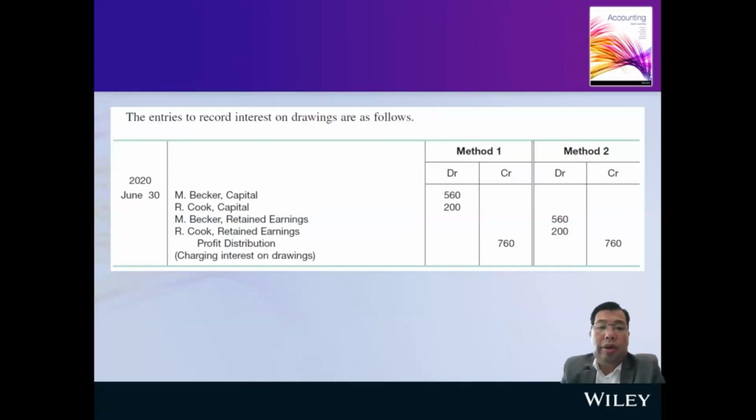Okay, so how are we going to record this? I'm going to debit capital, Backer, 560, credit capital for Cook, 200, and that will go to profit distributions. If you use method number two, certainly you're not going to touch the capital account. You're going to charge it to your retained earnings account. Retained earnings for Backer and retained earnings for Cook.